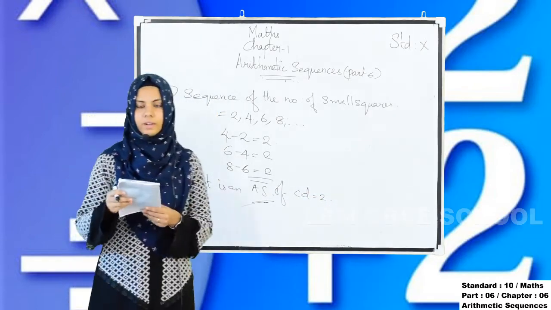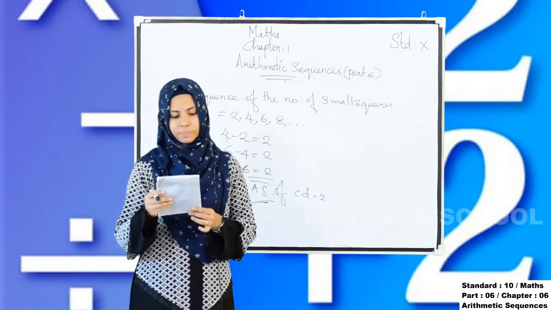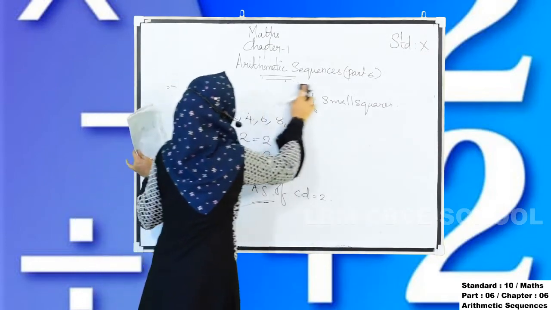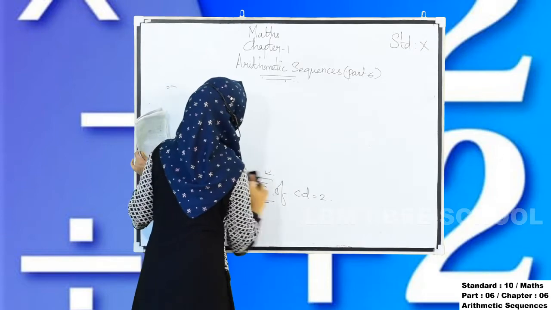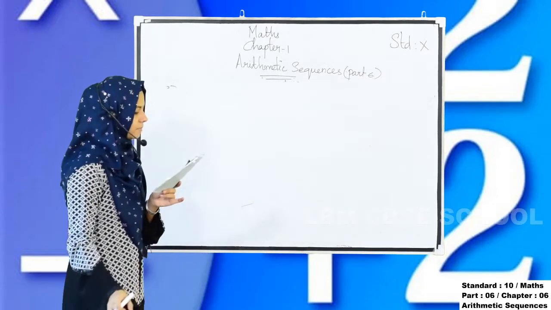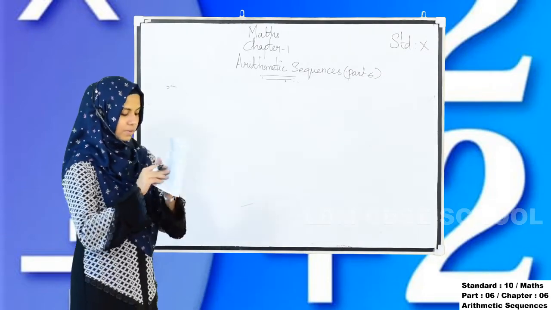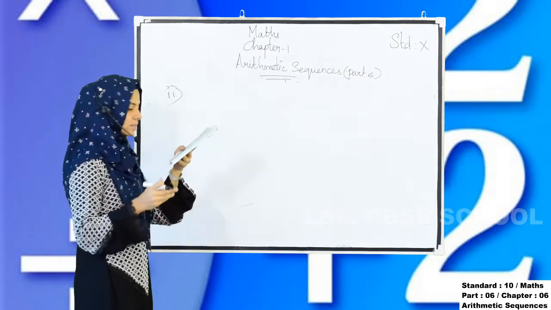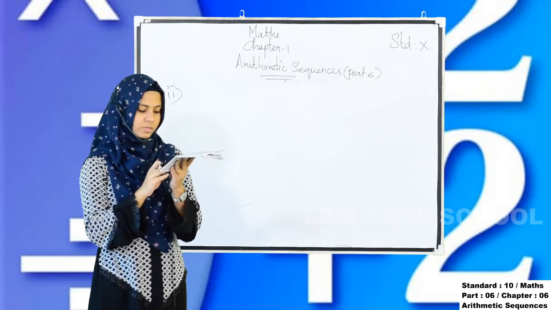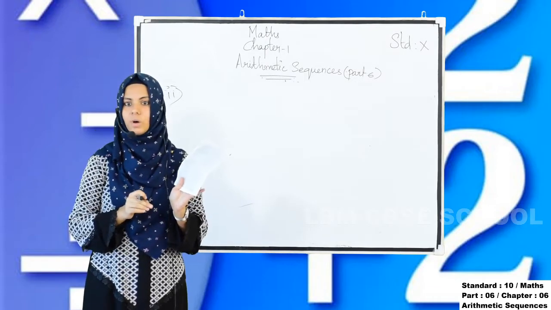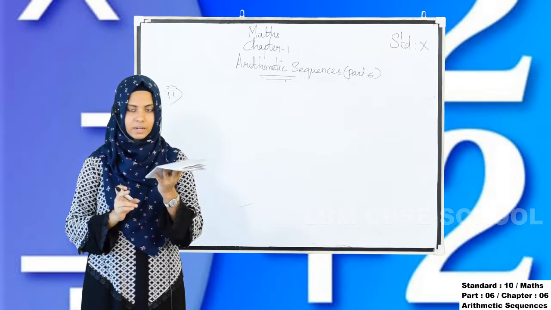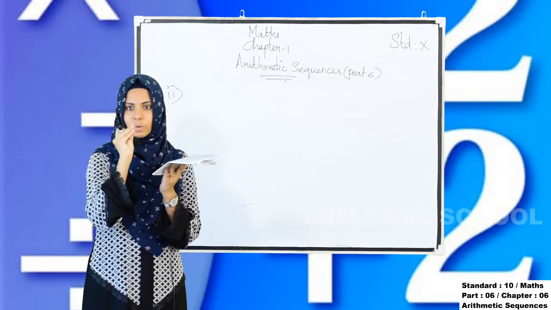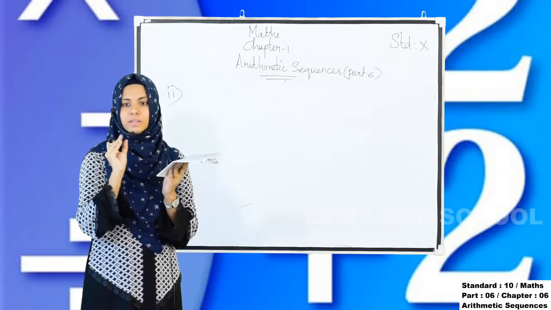Okay, then the next sub question, how many large squares? In each of the given rectangles, how many large squares are there? The first rectangle has no large squares, and the second rectangle has 1 large square. 4 small squares together form one large square.